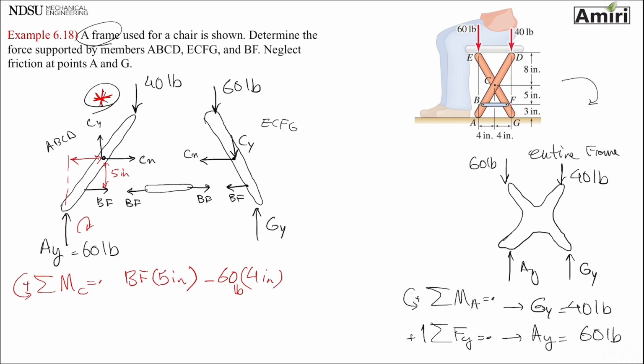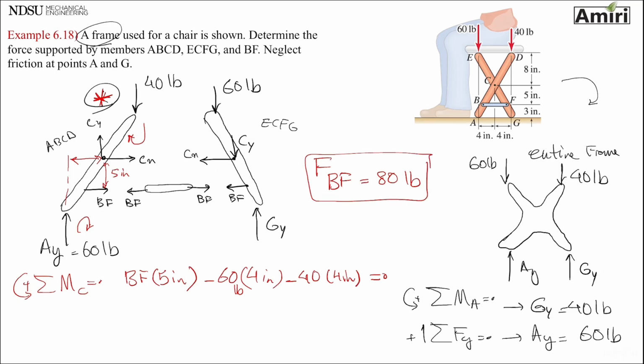And then the last one that I have is 40, and the distance between that one is given also 4 inches, equals 0. That one is trying to rotate against my sign also, so that's also negative. So from here I get BF, or force of BF. Remember, that doesn't mean member, that means force of BF is going to be 80 pounds.